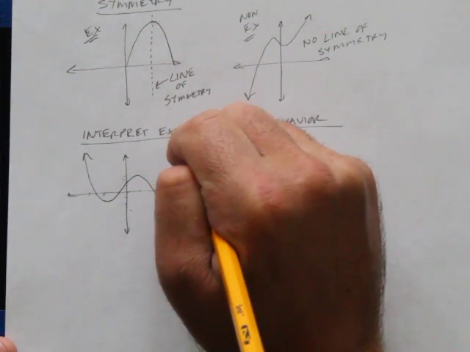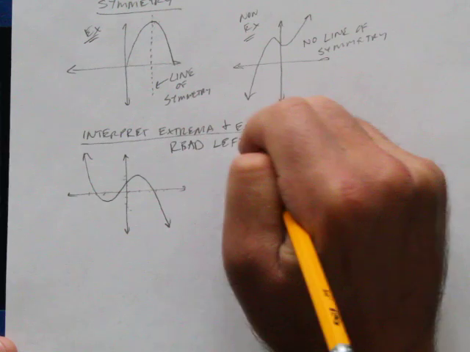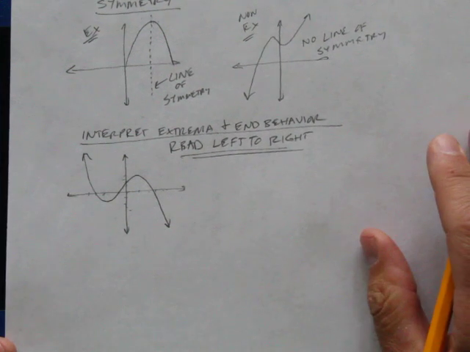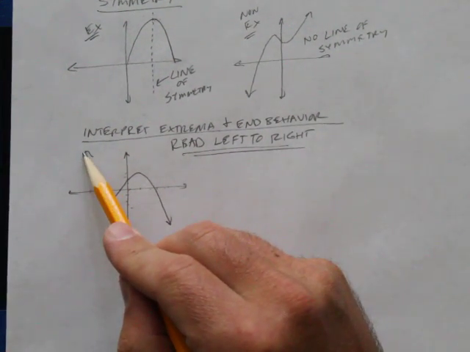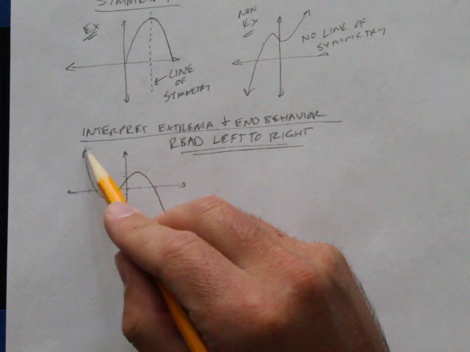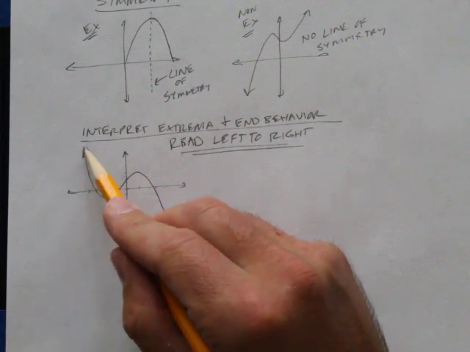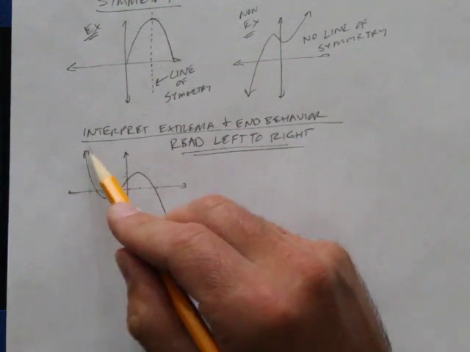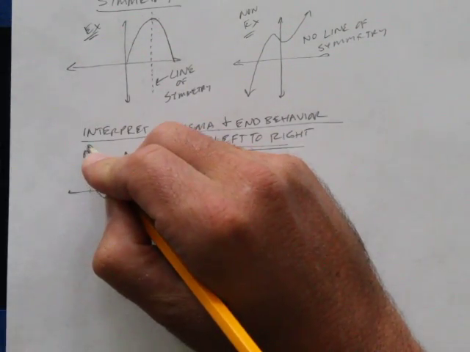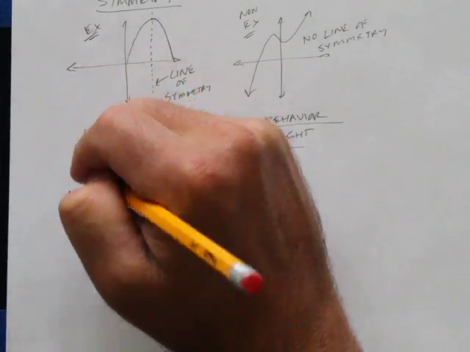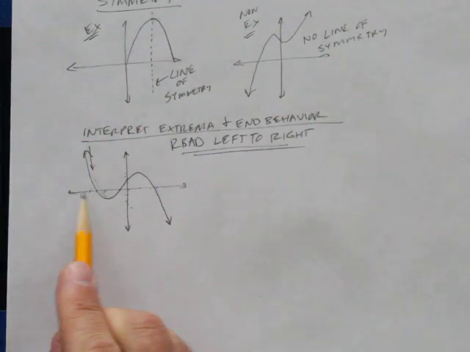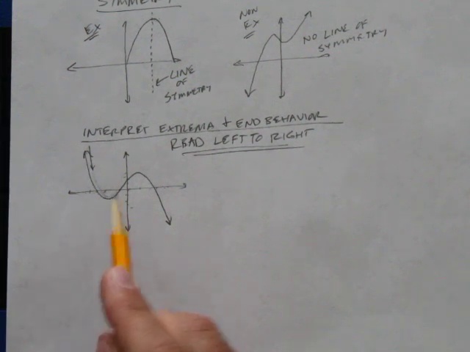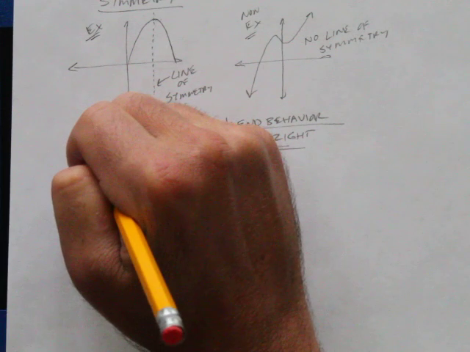Okay, so we're going to read left to right. Always read a graph left to right. So I'm going to start here on the left. And now, if I was on a skateboard and I was going left to right and I was going down like this, left to right, down, then I am decreasing. When I go left to right, my graph is decreasing. When I go left to right, my y values are getting lower and lower. So here I am decreasing.